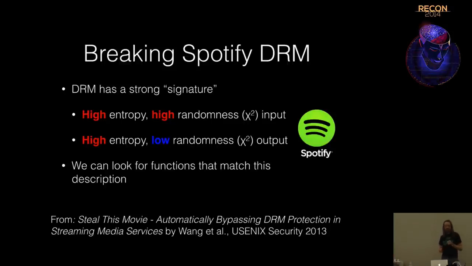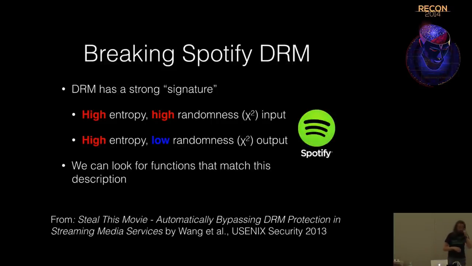What's interesting about many types of DRM is it actually has a fairly strong signature. Encrypted data has very high byte entropy and very high randomness. It's supposed to be indistinguishable from random data. By contrast, music files still have high byte entropy, but they aren't actually very random. They're fairly structured. And there's a statistical test for randomness called the chi-squared test that you can use to evaluate the randomness of something. This was first pointed out, as far as I know, in a paper called Steal This Movie that was presented at USENIX last year.